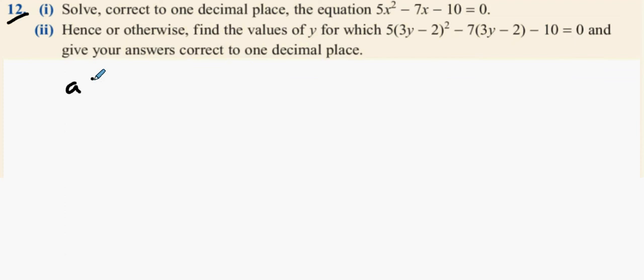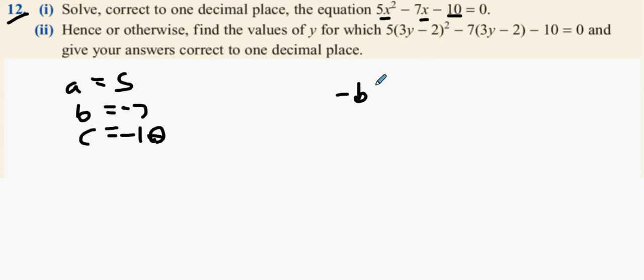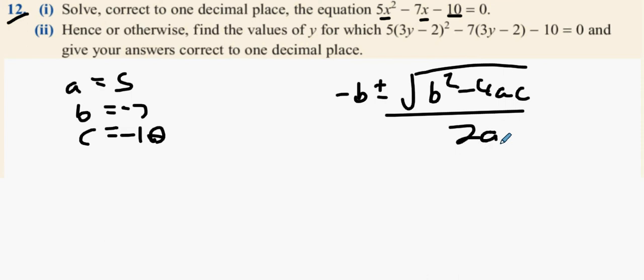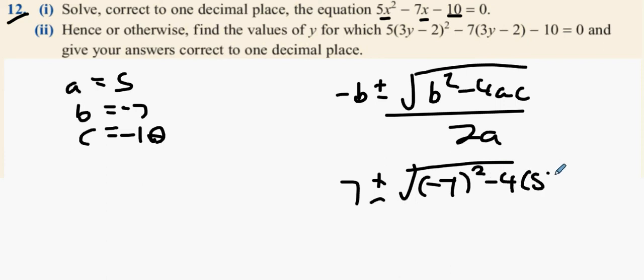A equals 5, B equals minus 7, and C equals minus 10. That's what you get from this list here. Then you're going to do the minus B formula, which we're going to do nearly every time. Okay? You only need it once. Now, we're going to get 7 plus or minus the square root of minus 7 squared minus 4 times 5 times minus 10, all over 2 times 5.